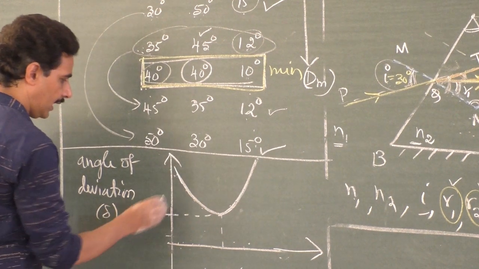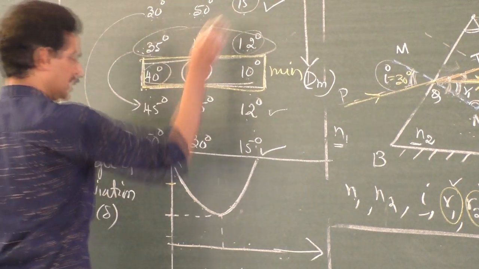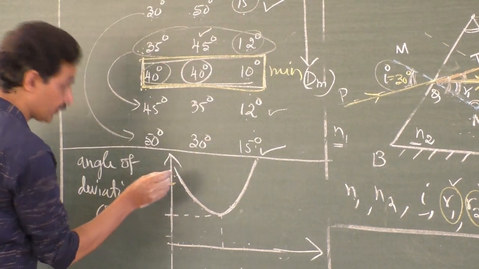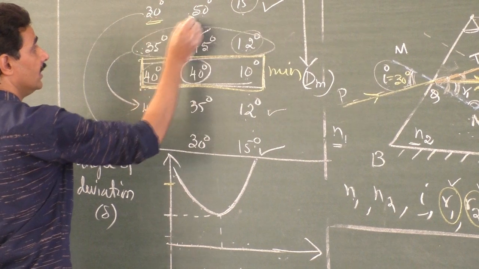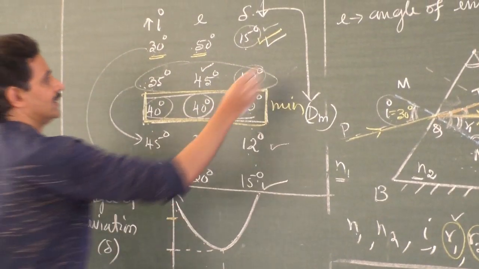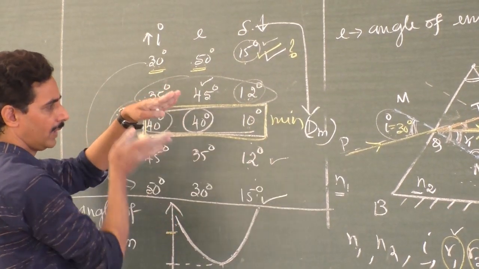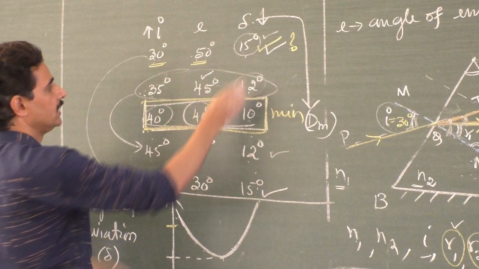How? See, sir, this angle of deviation, say it is 15 degrees. Sir, where did you get this? For which angle of incidence and emergence did you get this angle of deviation? When did you get this, sir? You ask the prism. When did it show the angle of deviation 15 degree? When did the ray of light bend by an angle of 15 degree?